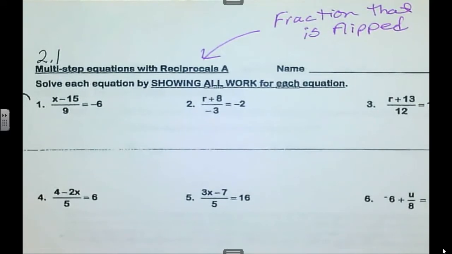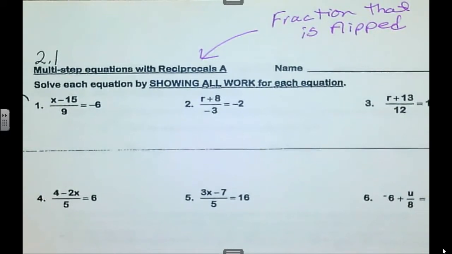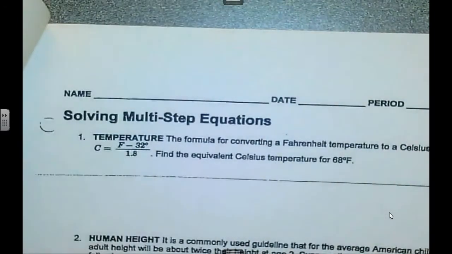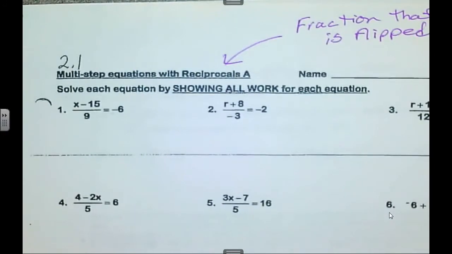So in this section, we're going to work with multi-step equations, and we are eventually going to get to a fractional coefficient where you're going to multiply both sides by the reciprocal. Now, I have talked about this before in the past. So if you know how to do this, by all means, go ahead and help yourselves to the worksheet. The others, please follow along.